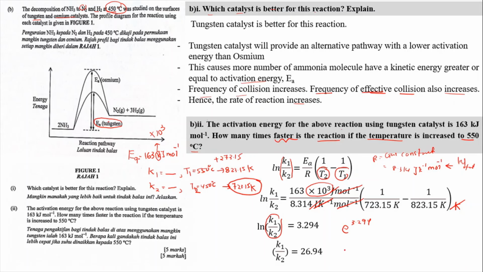26.94, and this refers that K1 akan lebih laju sebanyak 27 kali ganda bila temperature ditingkatkan from 450 degree to 550 degree Celsius. Okay, so ratio dia adalah 27 kali ganda, seolah-olah 27 bahagi 1 lah. Okay, bila temperature dia adalah 550, sini temperature-nya 450. Okay, or you can also do that in terms of Kelvin. Okay, so this is the answer here. So this is how you do question number 1B.